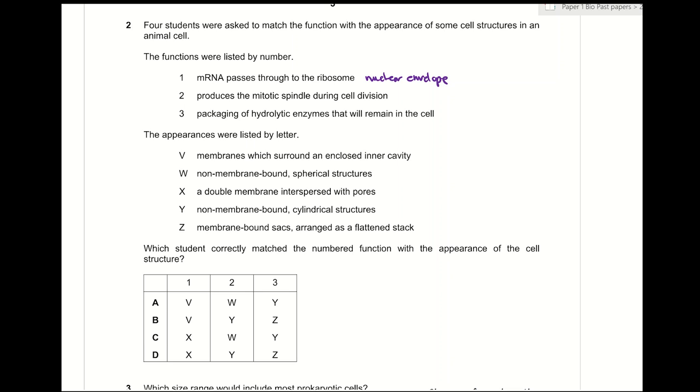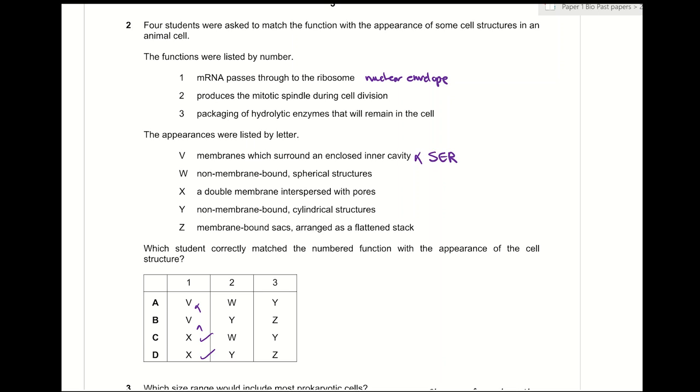Let's see V, membranes which surround an enclosed inner cavity. This is incorrect, this is not the nuclear envelope, this is most likely the smooth endoplasmic reticulum. Now for X, it's going to be a double membrane interspersed with pores. As we all know, the nuclear envelope is a double membrane and it does have pores to allow the movement of substances in and out of the nucleus. Therefore, X is correct.